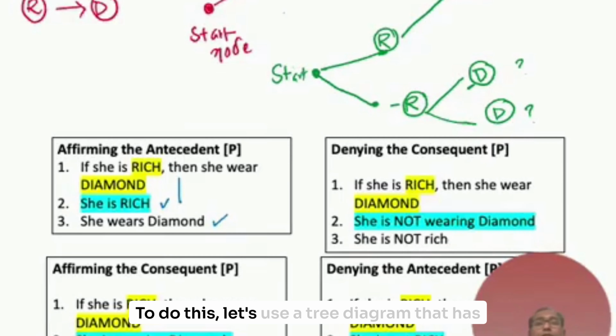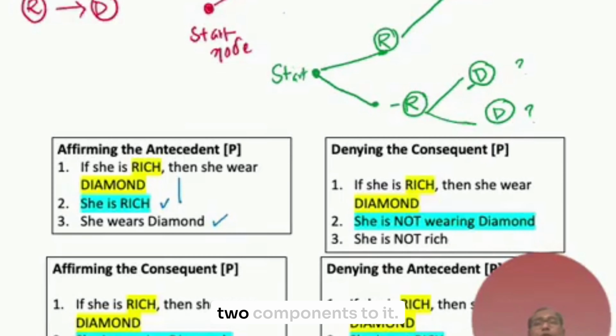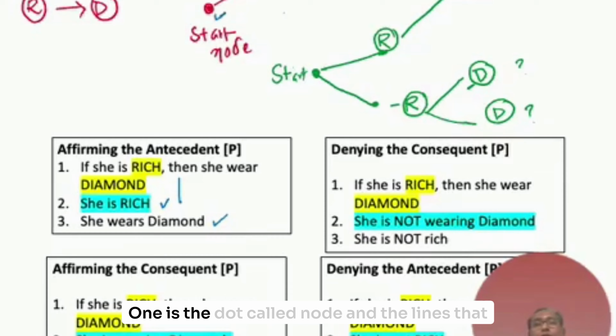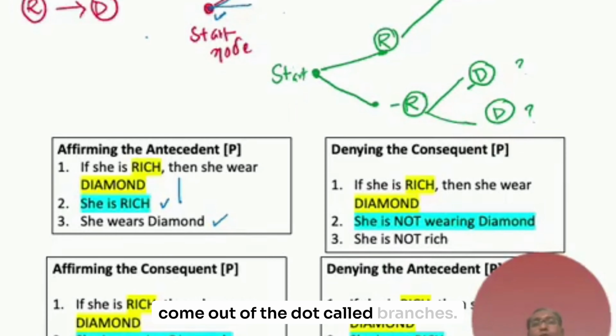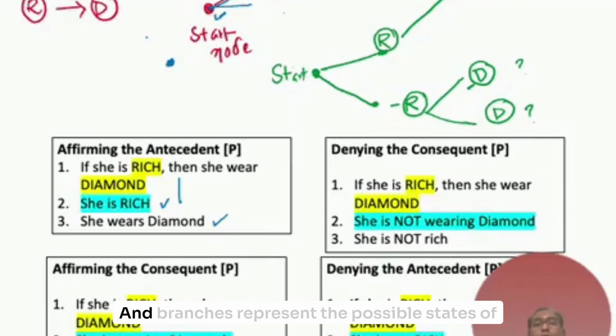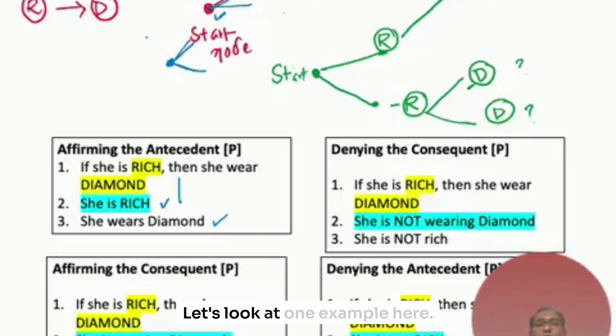To do this, let's use a tree diagram that has two components to it. One is the dot, called a node, and the lines that come out of the dot, called branches. The dot represents the point where you are, and branches represent the possible states of outcomes. Okay, let's look at one example here.